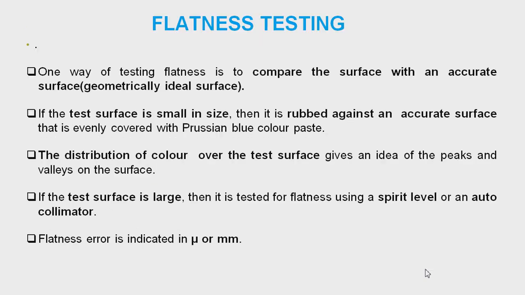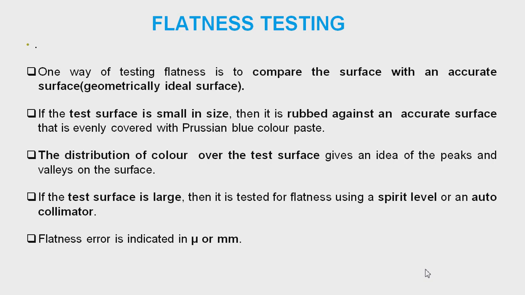Now next is flatness testing. One way of testing flatness is to compare the surface with an accurate surface, which is called a geometrically ideal surface. If the test surface is small in size, then it is rubbed against an accurate surface that is evenly covered with Prussian blue color paste. The distribution of color over the test surface gives an idea of peaks and valleys on the surface.